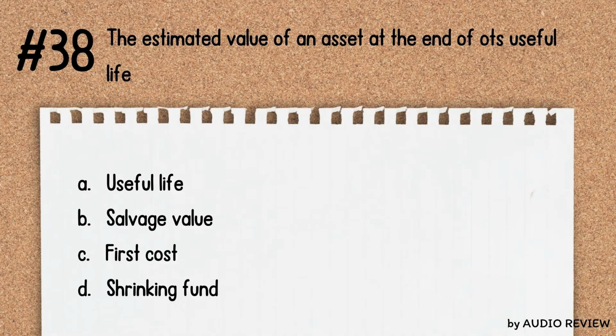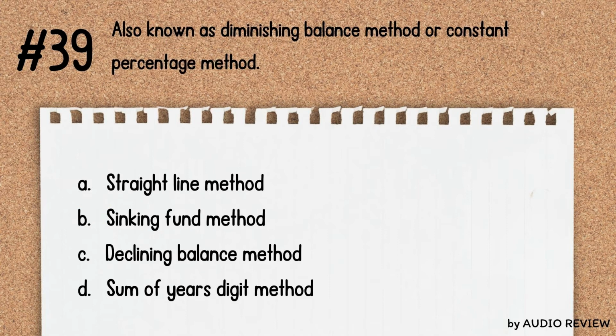Question number 38. The estimated value of an asset at the end of its useful life. A. Useful life. B. Salvage value. C. First cost. D. Shrinking fund. The answer? It's B. Salvage value. Salvage value. The estimated value of an asset at the end of its useful life. Salvage value.